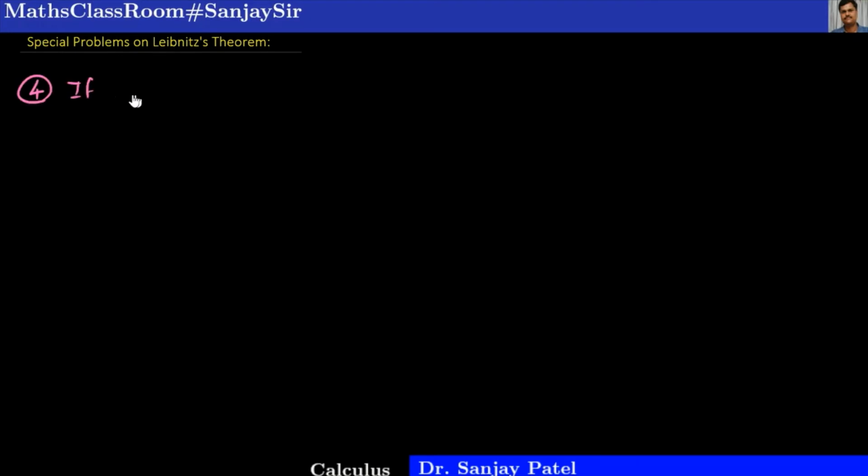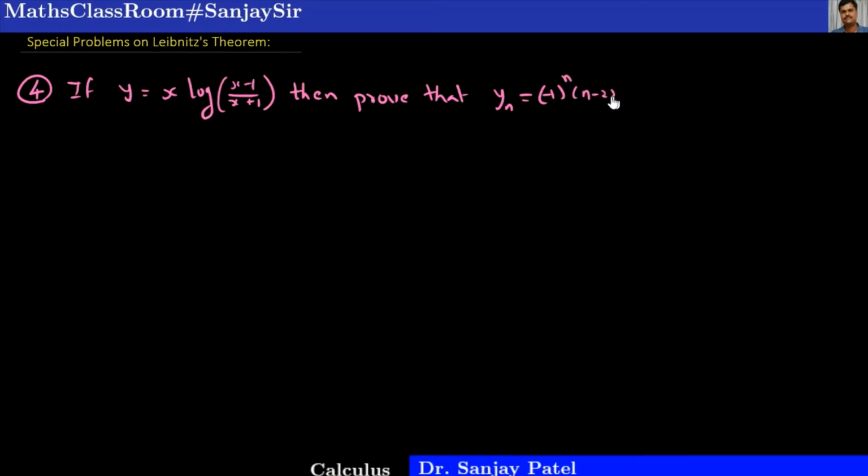4. If y is equal to x into log of (x minus 1) upon (x plus 1), then prove that the nth derivative of the given function y, that is yn, is given by minus 1 raised to n into (n minus 2) factorial into [(x minus n) upon (x minus 1) raised to n minus (x plus n) upon (x plus 1) raised to n]. Let us prove this.